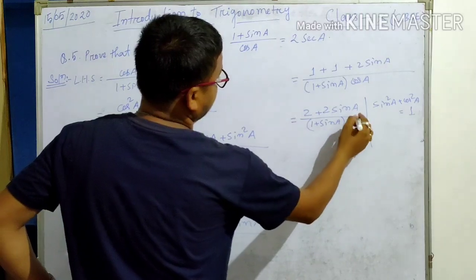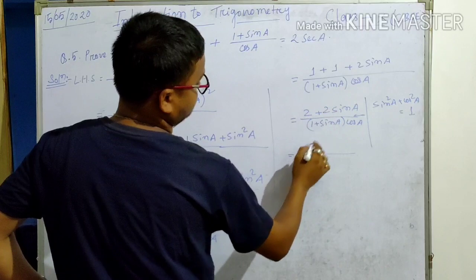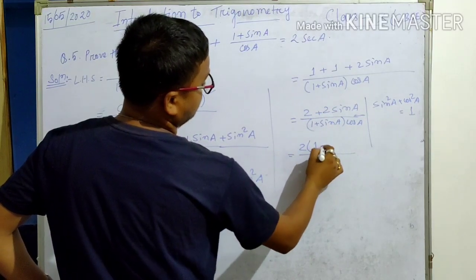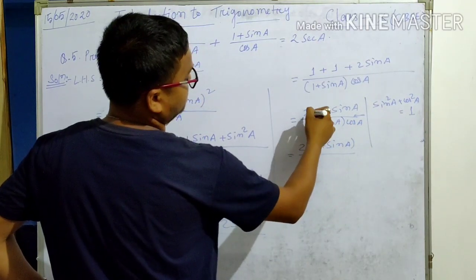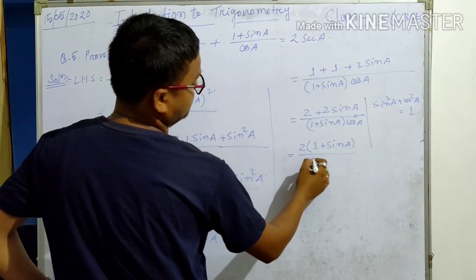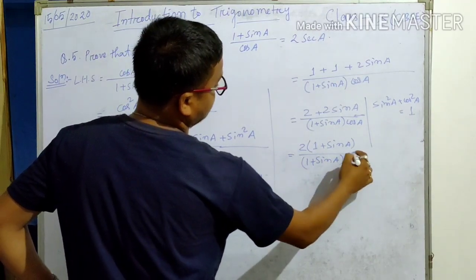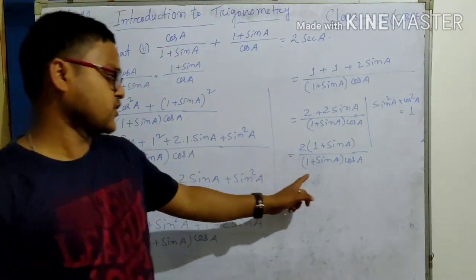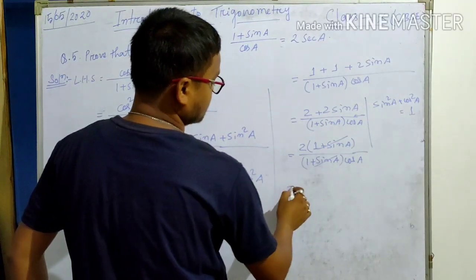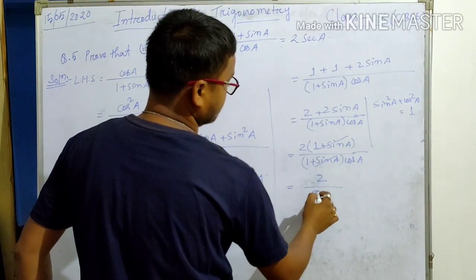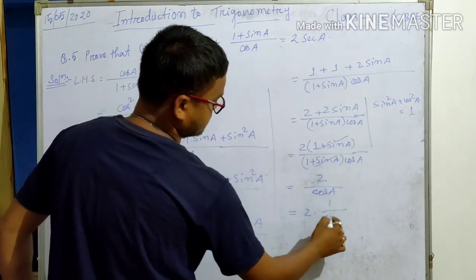Okay. So finally what do you get? From these two terms, you take 2 common. 1 plus sin a will be left. In both terms you have 2 common. So finally in the denominator part you will get 1 plus sin a into cos a. Okay. Now you see in the numerator and denominator 1 plus sin a, 1 plus sin a is the same. So you can cancel these two terms. So you will get 2 by cos a. So you can write this as 2 into 1 by cos a.